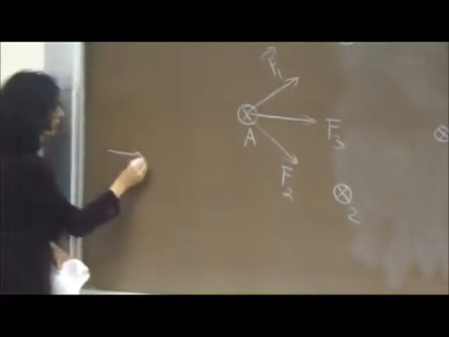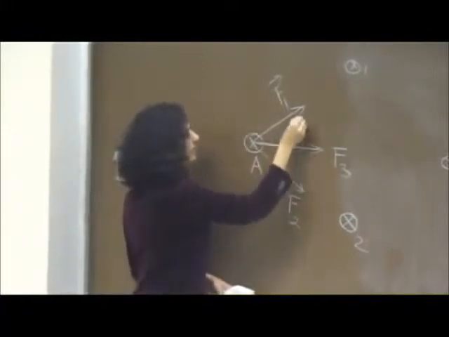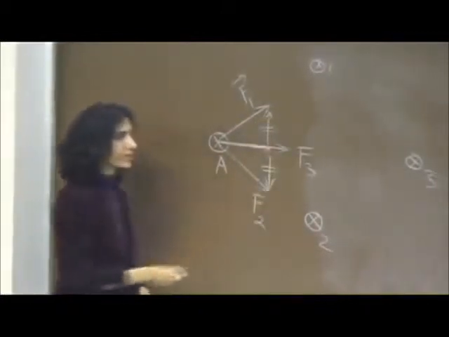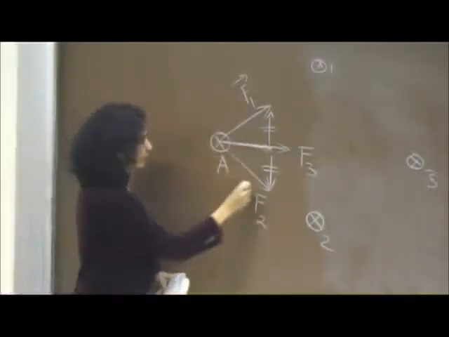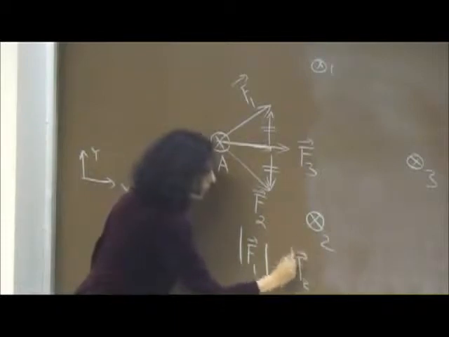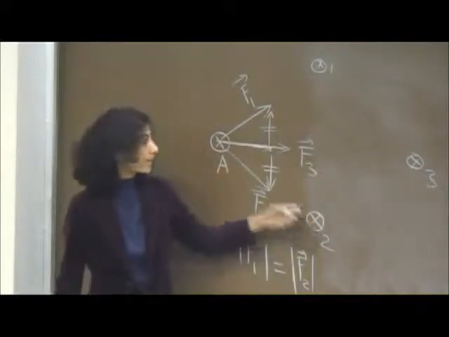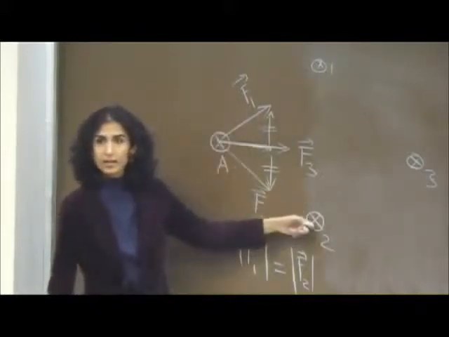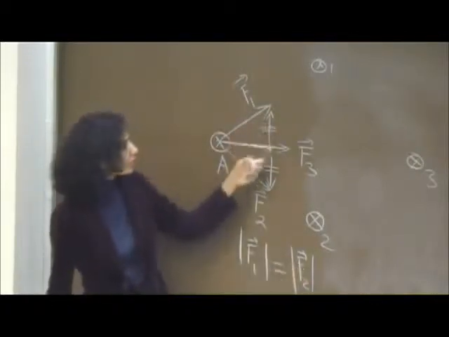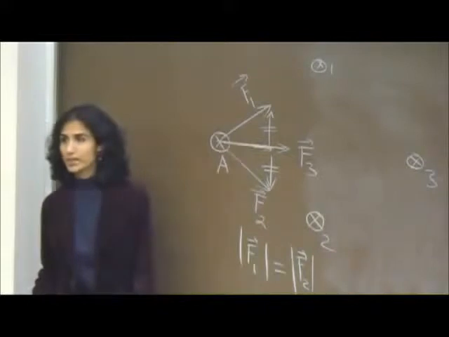Does everybody see that if I choose this to be my x direction and this to be my y direction, and I resolve F1 into x and y components, and resolve F2 into x and y components, the y components of F1 and F2 cancel because the magnitudes of F1 and F2 are the same? Why do I know that? Because wire 1 and wire 2 are carrying exactly equal current, and they are at the same distance from wire A. So F1 must be equal to F2 in magnitude, right, folks? So if the vertical components cancel out, only the horizontal components survive, and so the net force is in that direction. That's what we are calling east.